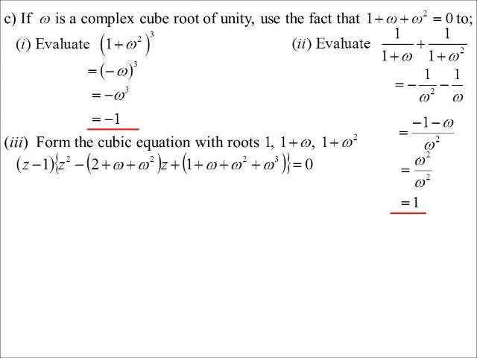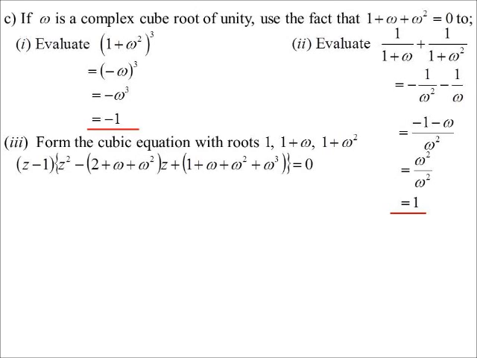I could have said, well, 1 plus omega is the same as minus omega squared, and 1 plus omega squared is minus omega, and then I've got less to work with. But either way, remember, the quadratic will always be z squared minus the sum of the roots times z plus the product of the roots. The sum of the roots here is 2 plus omega squared.